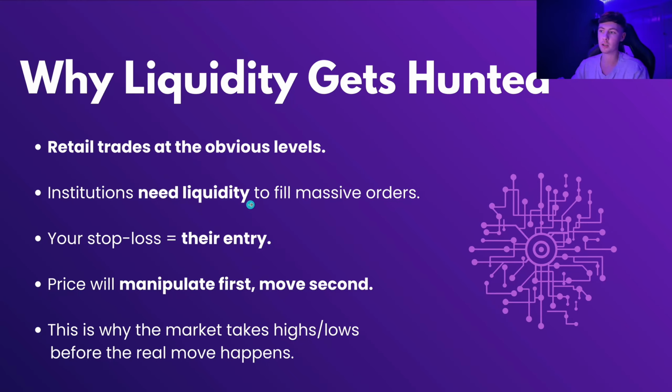Institutions need liquidity to fill massive orders. They simply can't enter at a random price point with around 1,000 minis. They have to wait until price is above an old high or below an old low, and that's where they can enter the market. Think of all of retail's buy stops and sell stops above old highs and below old lows. All of these masses of retail traders are placing their stop losses in the same place. The institutions need to drive price into these large pools of liquidity so they can counterparty their positions and go short when retail are going long and vice versa. So your stop loss is their entry.